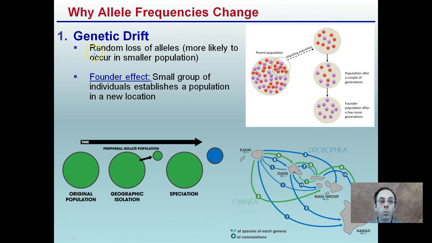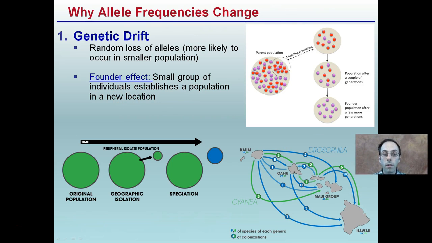So this genetic drift, it's a random loss of alleles, more likely to occur in a smaller population. The founder effect is a small group of individuals establishes a population in a new location. So often this can result in what happens. So here's our parent population. We have a migrating population, which is a very small portion of this total individuals. They form here. We notice that the purple ones initially are a very small percentage.